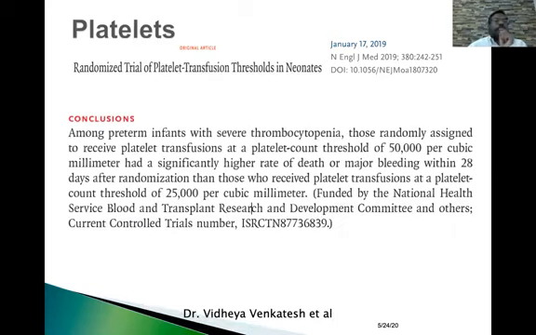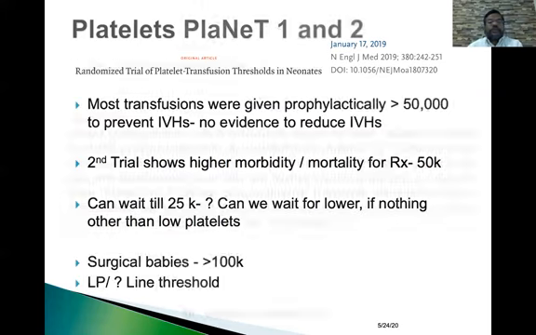So in conclusion, they say among preterm infants with severe thrombocytopenia, those randomly assigned to receive platelets at a threshold of 50,000 per cubic millimeter had a significantly higher rate of death or major bleeding within 28 days of randomization than those who received platelet transfusion at a threshold of 25,000 per cubic millimeter. They also mentioned that most transfusions throughout the world, including England, were given prophylactically, and there is no evidence it reduces IVH. And this trial shows definitely higher morbidity and mortality for a treatment threshold of 50,000.